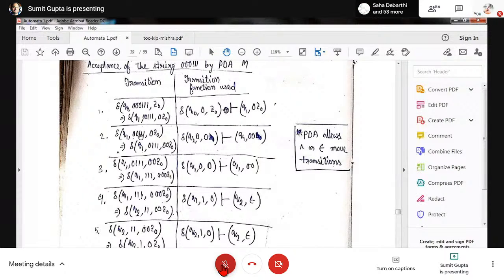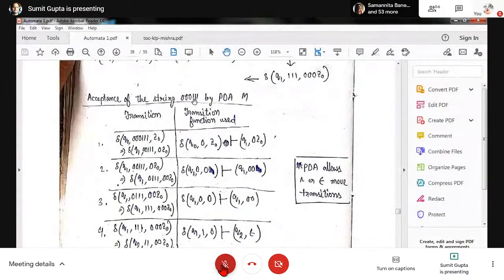Got my point? And yes, what we have tried to attempt is the acceptance of the string 000111. So this is one way of accepting the string, where the stack's emptiness, when all the elements of the stack have been cleared or popped out, indicates that the string has been successfully processed. Earlier, when the final state was reached, we said the string has been accepted.